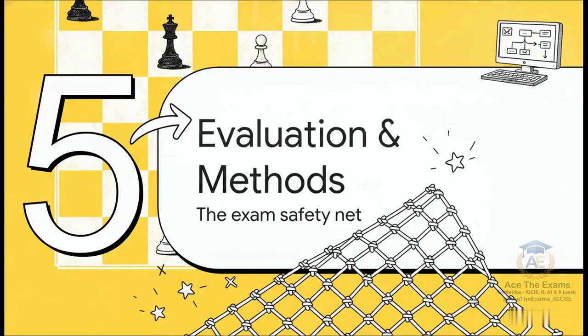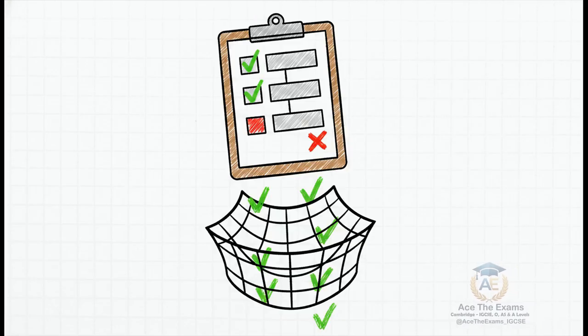Finally, we've arrived at Section 5, Evaluation and Method Marks. Let's talk about your ultimate safety net. This right here is the strategy that secures crucial points even when things go completely wrong and you find yourself totally backed into a corner on the chessboard.